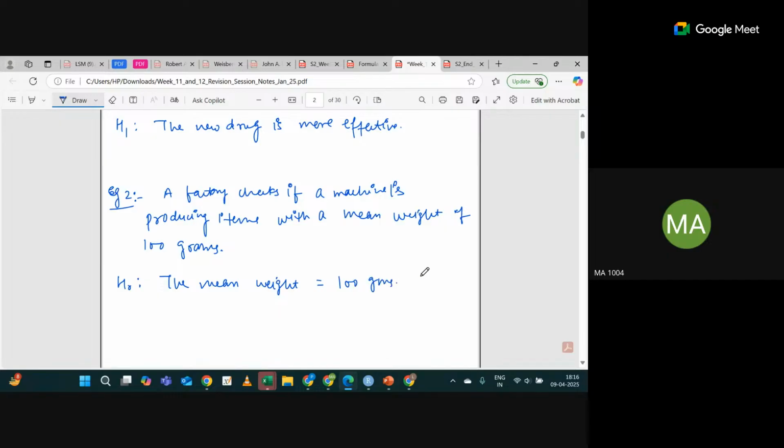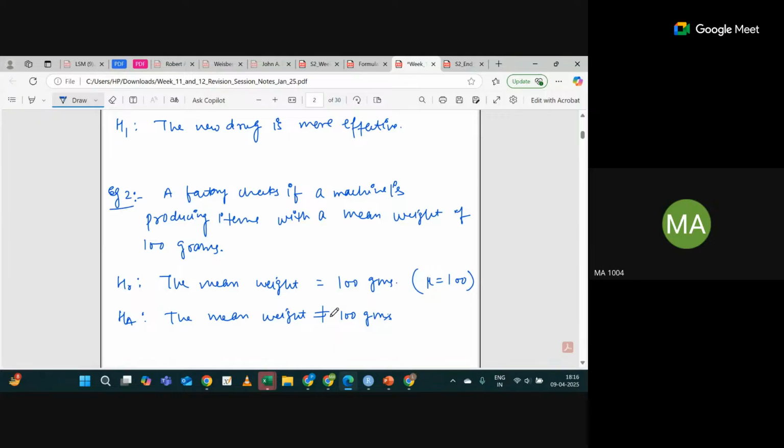Maybe you have seen some problems. You will write mu is equal to 100, yes or no, right? Yes, sir. And what will be your alternative? Mean weight is not equal to 100 grams. So it can change as per the scenario. What I mean by change is, let's say you want to test whether the mean weight is more than 100 grams or less than 100 grams or not, right?